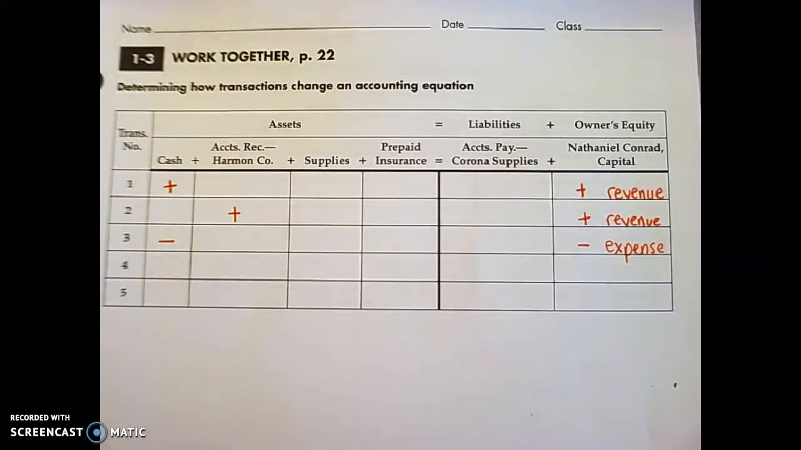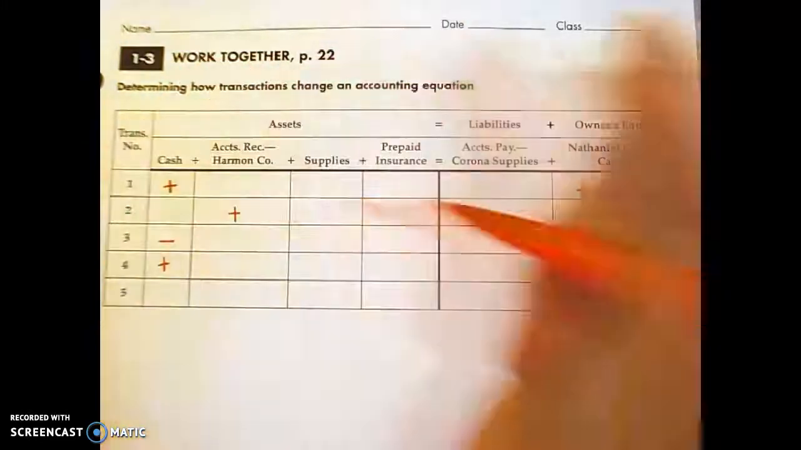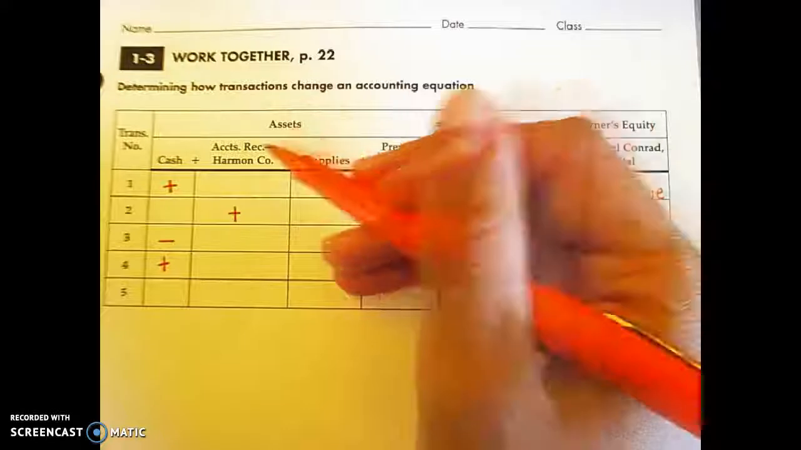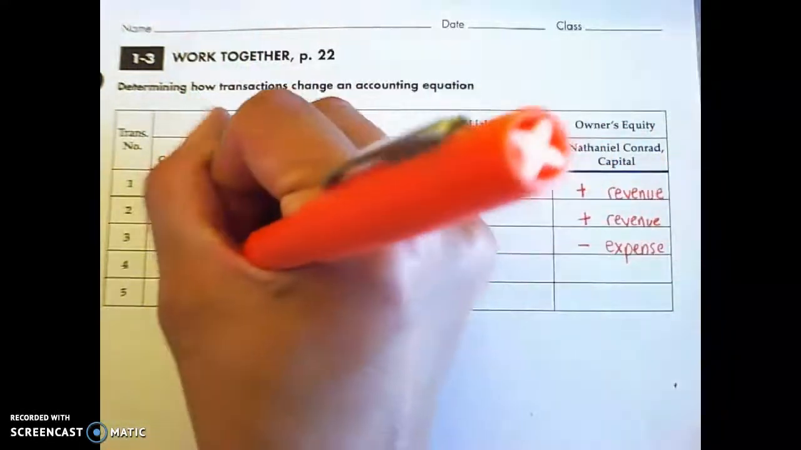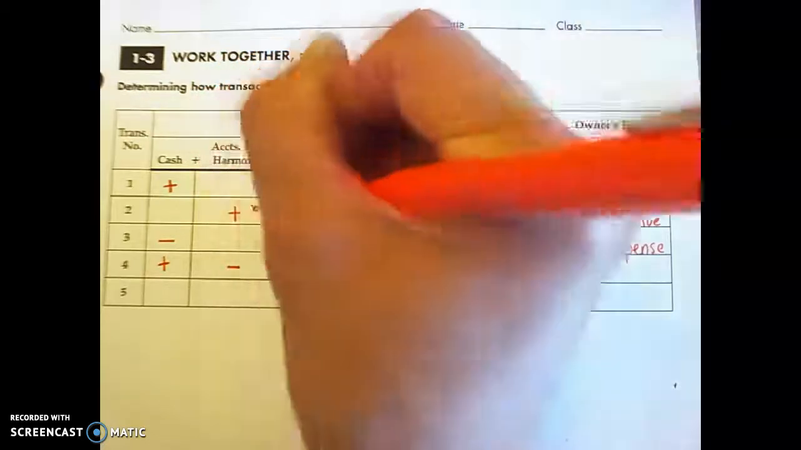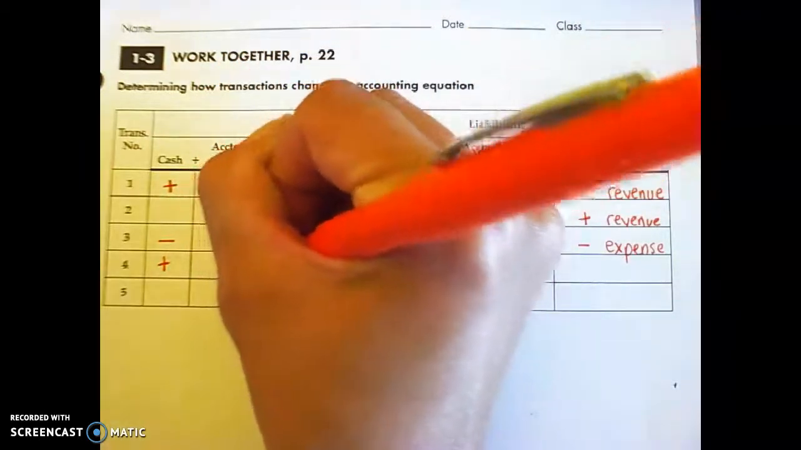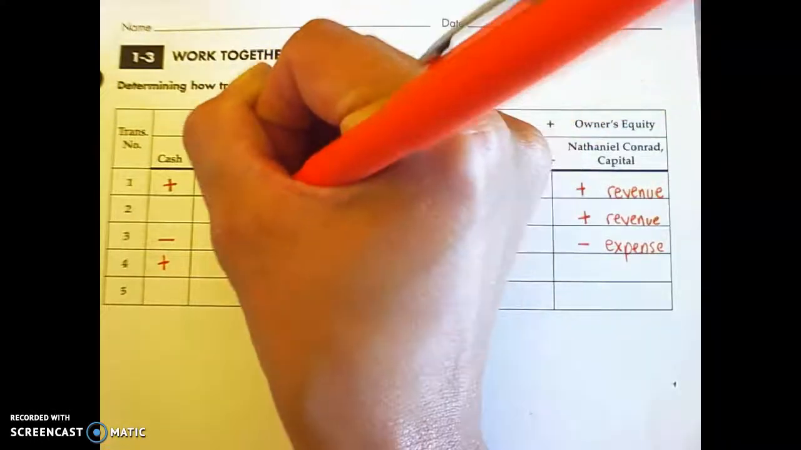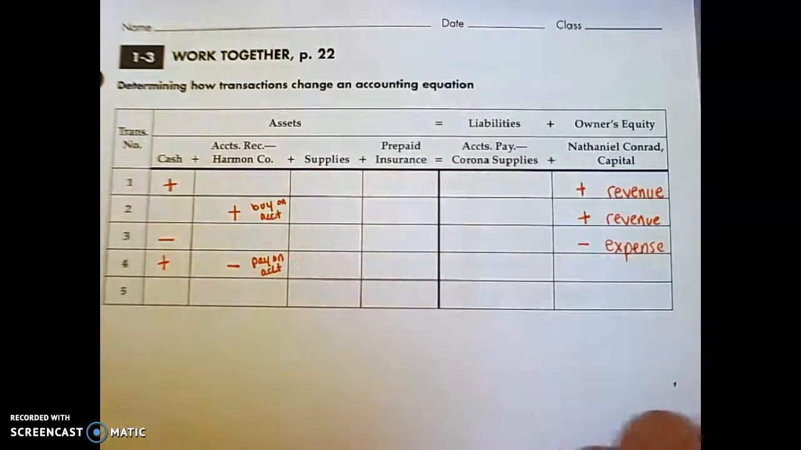On the fourth, we received cash on account from Harmon Co. So since we received cash, cash is increasing, and the amount that Harmon Co. owes us is going to be decreasing. So here they bought, so I'm just going to put buy, and here they're paying on account. I'll put buy on account. Sorry, it's so small. I put buy on account and then pay on account, so you can see the difference there.